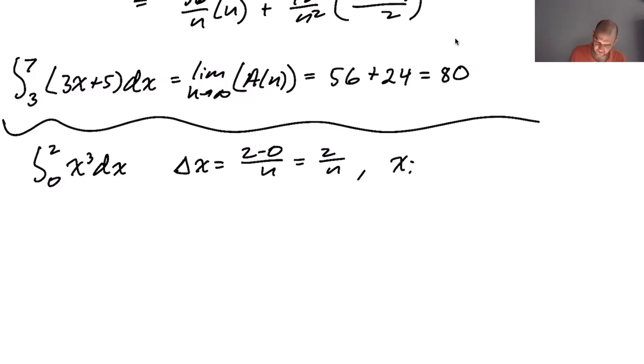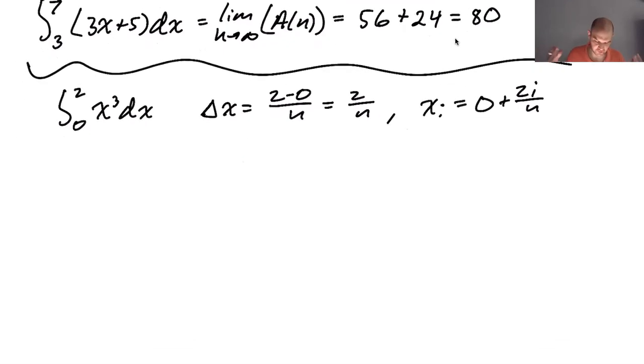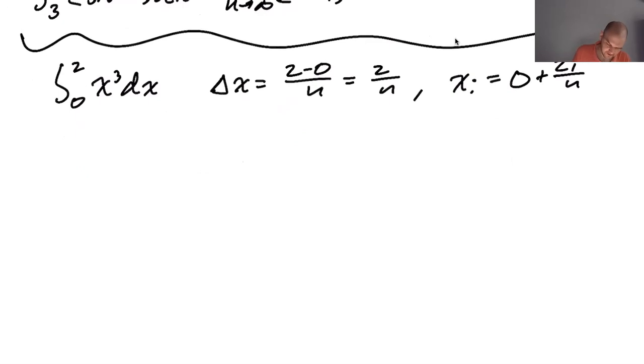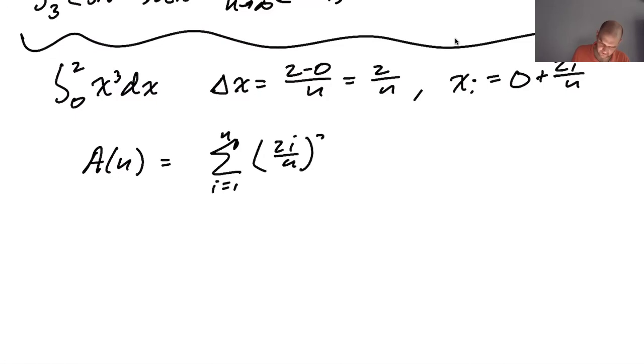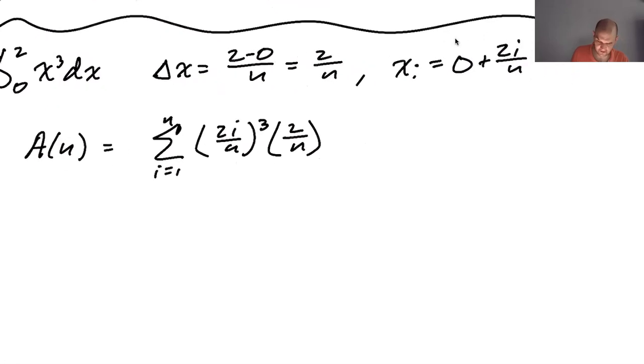Especially here, we're lucky with x sub i. It's going to be 0 plus 2i over n. So the 0 plus is just 2i over n, so it's easy to cube it. If it was like 5 plus, what a pain in the neck, because now you have to cube a binomial essentially. So a of n is the sum from 1 to n of, we take x sub i and cube it, and then we multiply by delta x, just base times height.